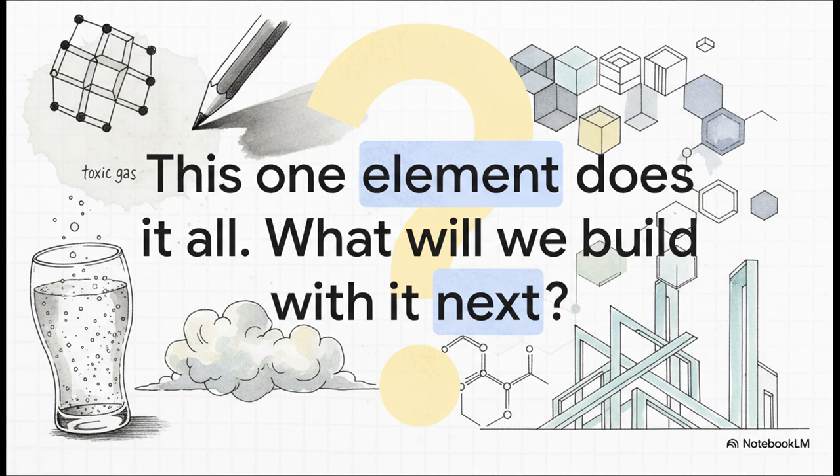Think about it. From the sparkle of the most precious gem to the fizz in your drink, from simple pencil lead to a silent, deadly gas, this one single element does it all. And the only difference, the only thing that changes, is how its atoms are put together. It just makes you wonder, with an element this fundamental and this versatile, what else can it do? What new forms and functions are we just waiting to discover? What will we build with carbon next?